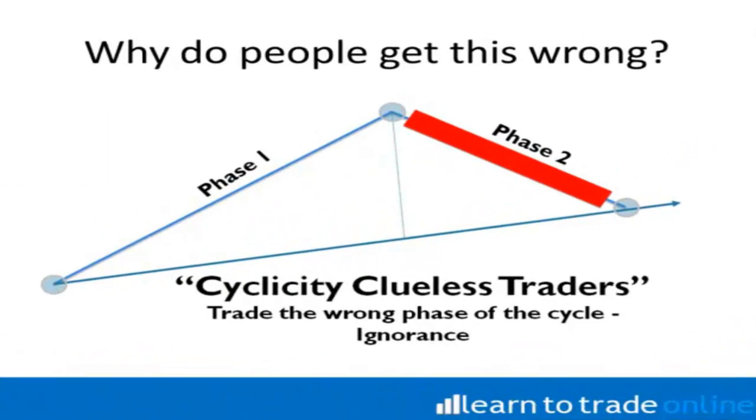Well, the first lot are the cyclicity clueless traders. Remember all those red arrows on the chart that I told you not to trade? Well, that's exactly what the cyclicity clueless traders do. They trade in the wrong phase of the cycle because they don't know about cycles, they don't know about trading phases.